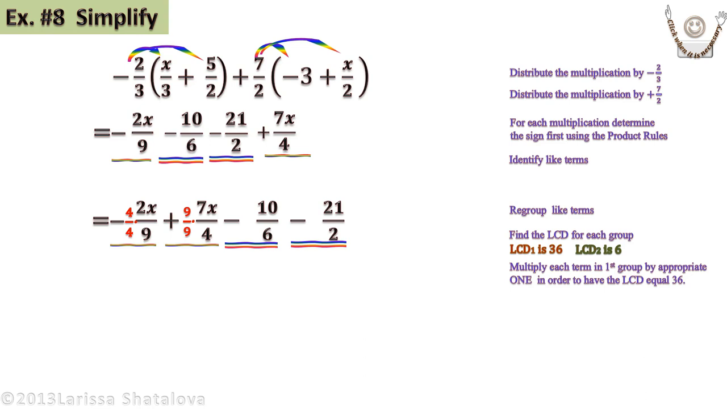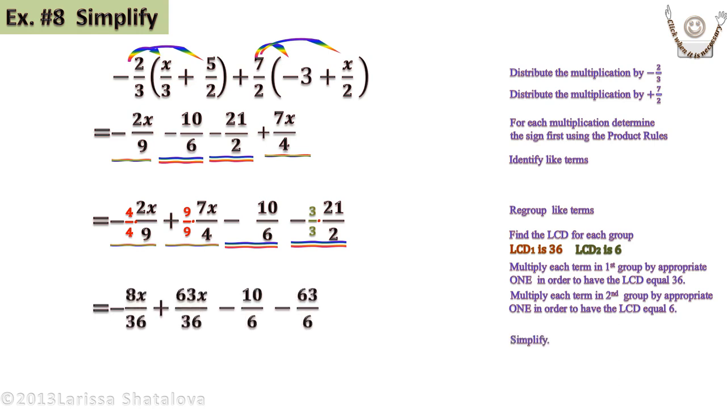Now let's work out the group with constant terms. So we have to multiply by 1 only the second fraction, and this one would be just 3 over 3. Simplifying, as a result we will have negative 8x over 36 and positive 63x over 36. We can combine and it will be 55x over 36. And the next group, negative 10 over 6 and negative 63 over 6 would be negative 73 over 6.